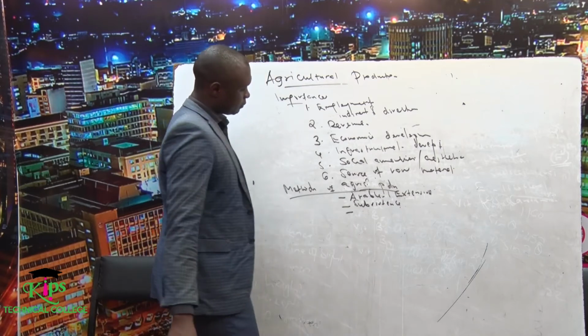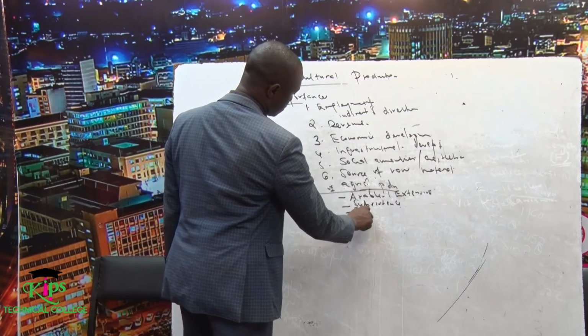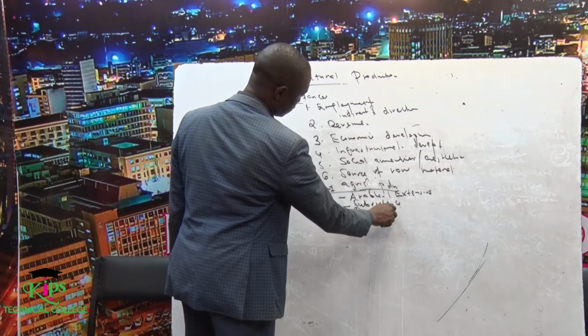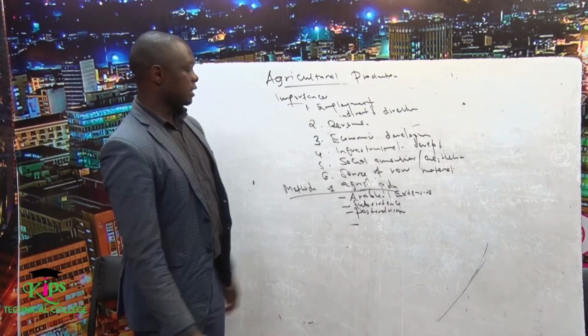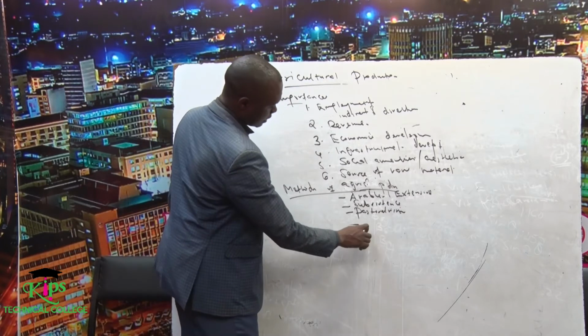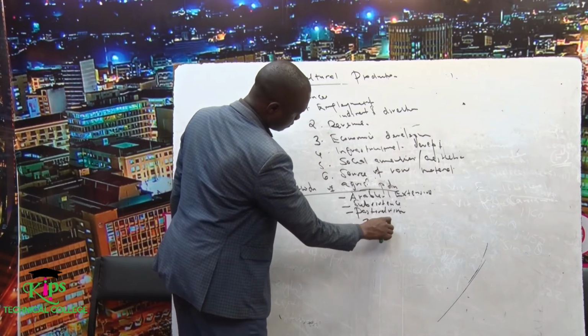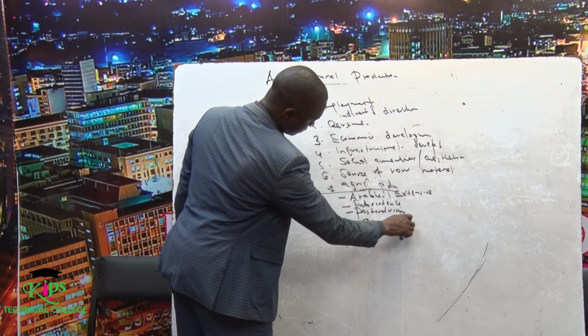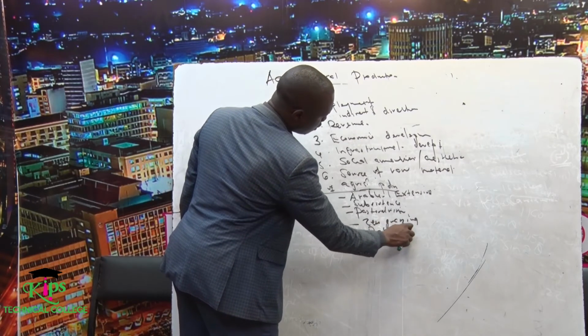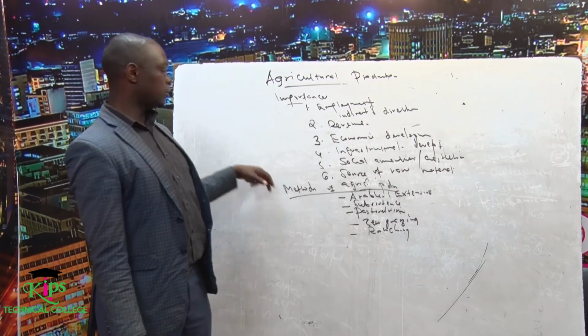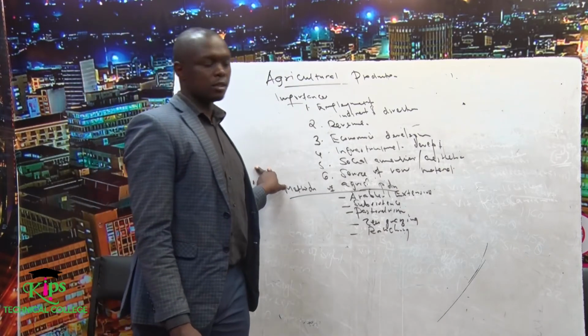We also have pastoralism, although not very common nowadays. Another method of agricultural production is zero grazing. We also have ranching. All these are very important methods of agricultural production.